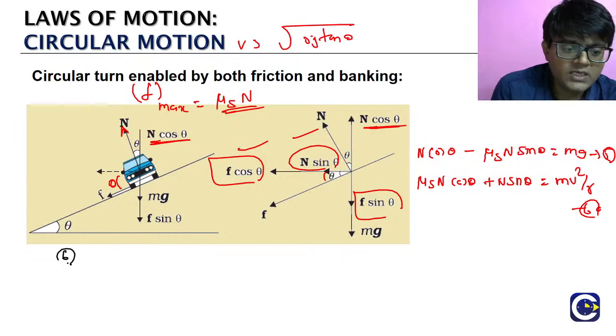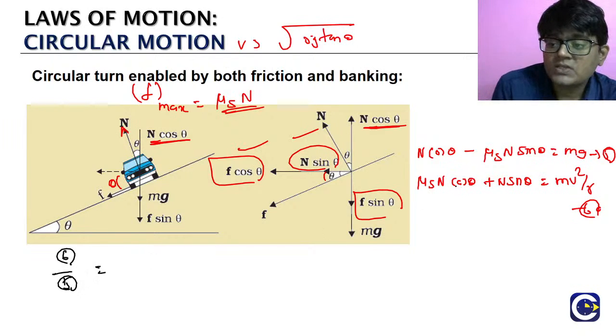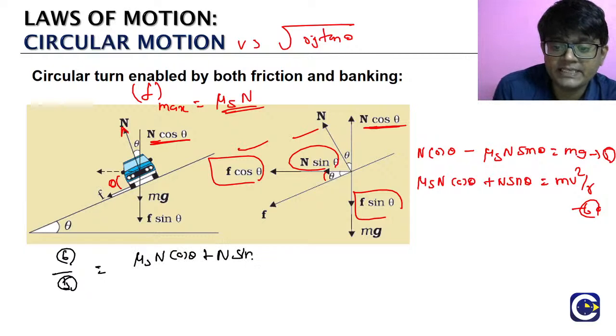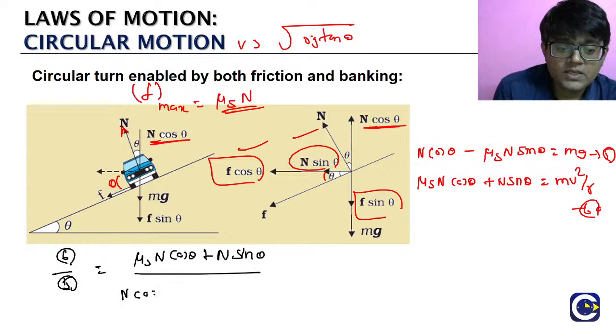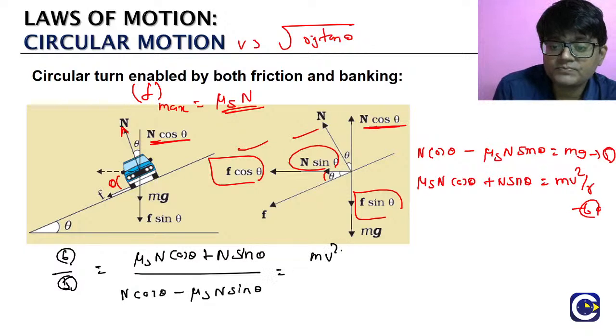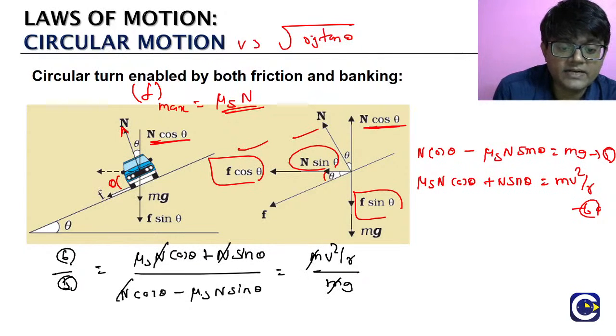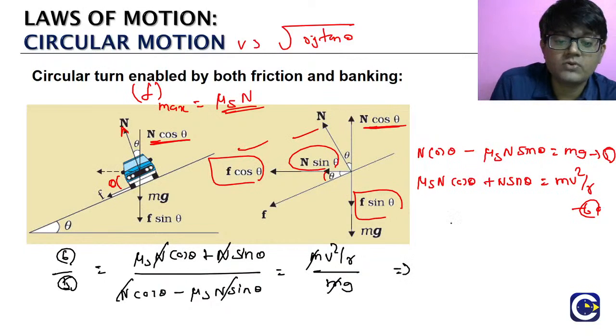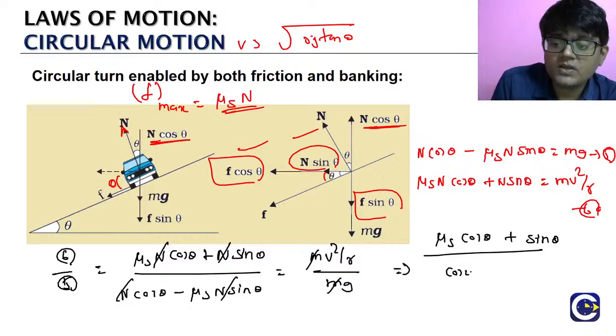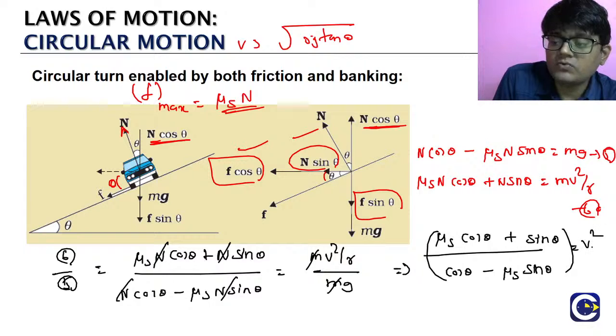பாருங்க, we are doing what? Equation 6 divided by equation 5, தானே. So left hand side: mu s into normal reaction into cos theta plus n sin theta, divided by n cos theta minus mu s into n into sin theta. This is equal to what? mv square by r divided by mg. Mass and normal reaction cancel, numerator and denominator. So what we are going to get is mu s cos theta plus sin theta divided by cos theta minus mu s into sin theta, equal to v square by rg.